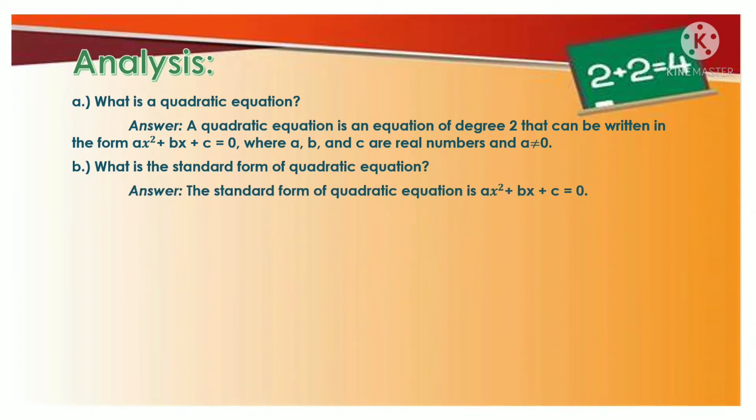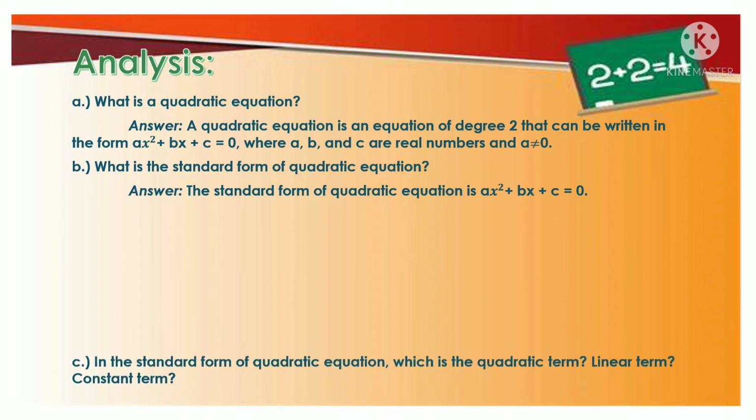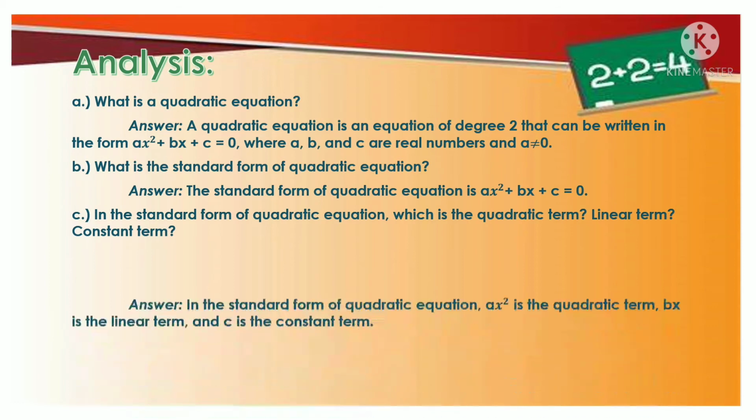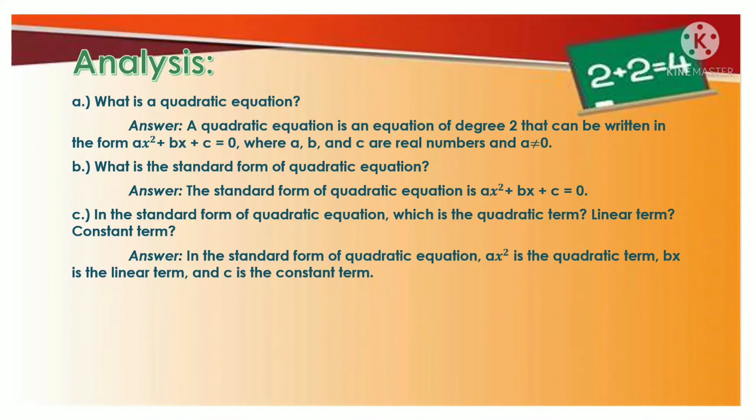So the standard form of quadratic equation is ax squared plus bx plus c equals 0. Question letter C, in the standard form of quadratic equation, which is the quadratic term, linear term, constant term? So in the standard form of quadratic equation, ax squared is the quadratic term, bx is the linear term, and c is the constant term.